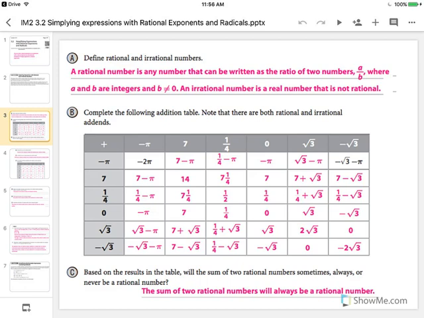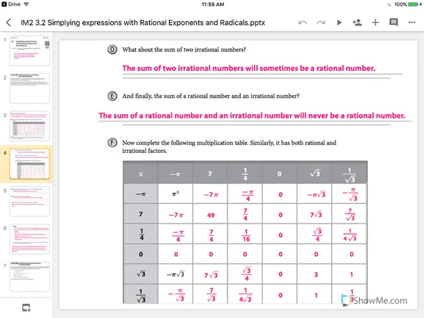Okay? And then part C said that based on the results in the table, will the sum of two rational numbers sometimes, always, or never be a rational number? So the answer would be the sum of two rational numbers will always be a rational number. Right? And D, what about the sum of two irrational numbers? The sum of two irrational numbers will sometimes be a rational number. Right? And finally, the sum of a rational number and an irrational number will never be a rational number.